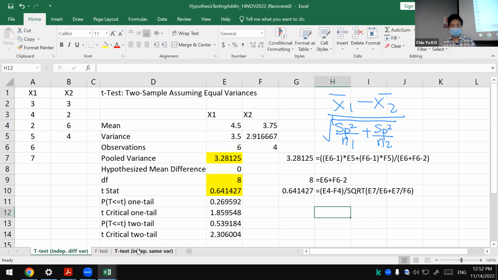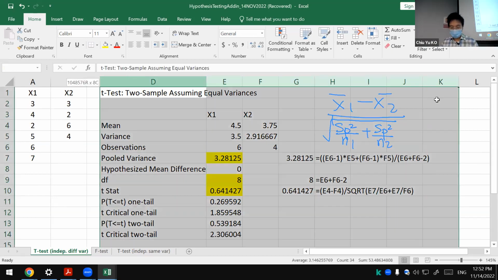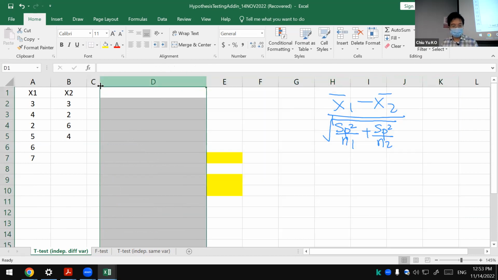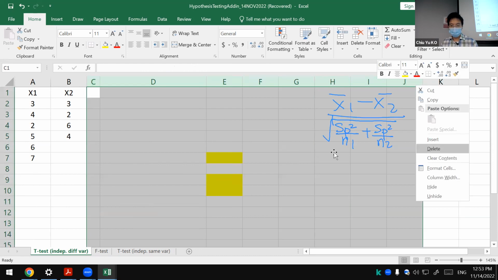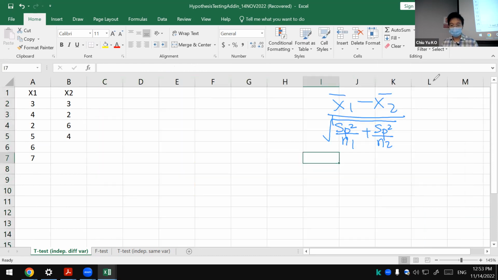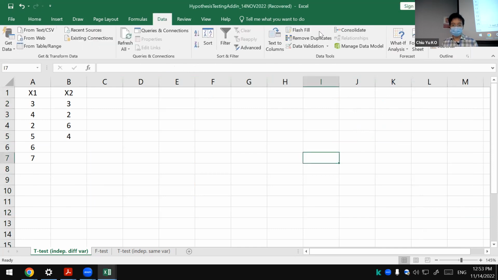Different variance. Okay, I hope there's no problem for this one. Is there any problem? Okay. Now let me erase this, guys. Okay, and for this one, the same thing here, but we just... where's the data analysis?